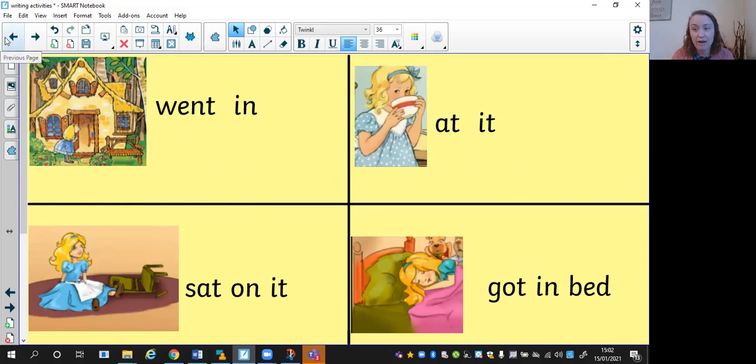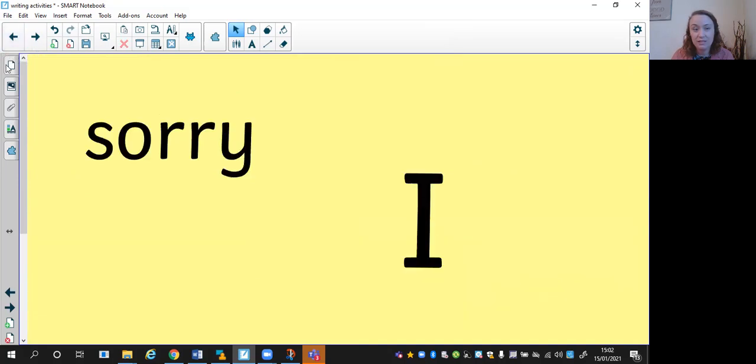Okay, so let's have a look at those tricky words that we're going to use today in our writing. The first tricky word we're going to use is, of course, the word sorry. Let's look at it and break it down and see what is tricky about it and what we might be able to do by ourselves. Here's two R's together. You don't see that all the time, do you? But we just read it as one. It's a digraph there.